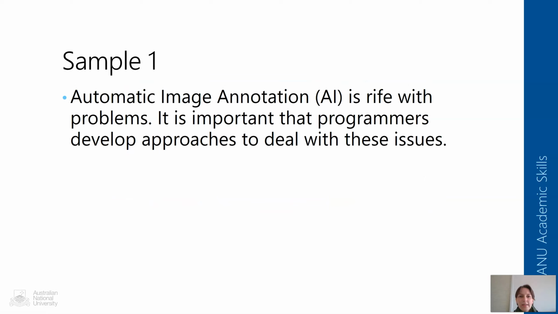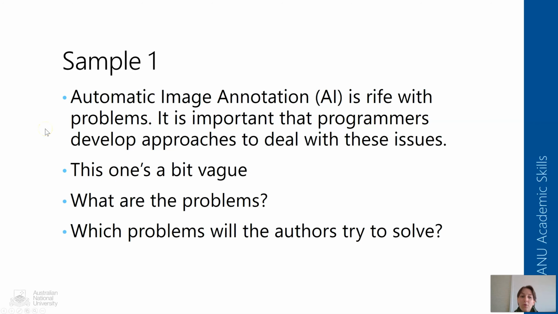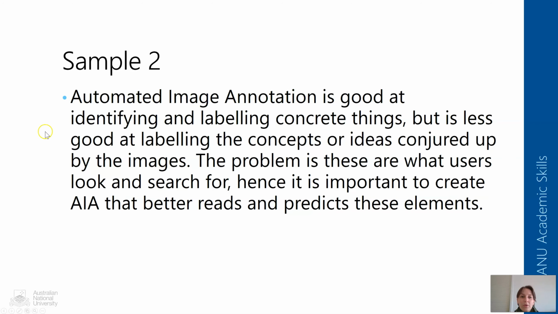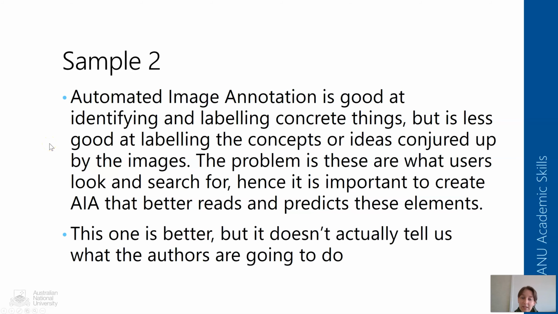As a thesis statement or as a key message, this one is a little bit broad because it talks about being rife with problems, but it doesn't tell me which problems they are. It also doesn't tell me what the author intends to do. So the next example is one where it's telling me a bit more about the actual problems. So the fact that AIA is good at identifying and labeling concrete things, but less good at labeling the concepts, etc., generated by the images. But it still doesn't tell me what the authors are going to do.